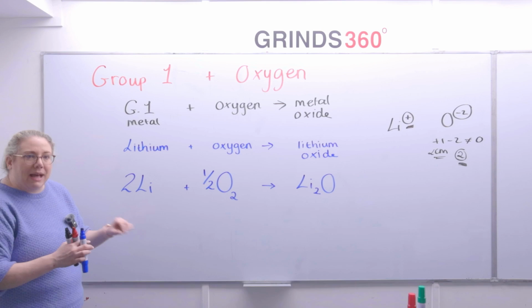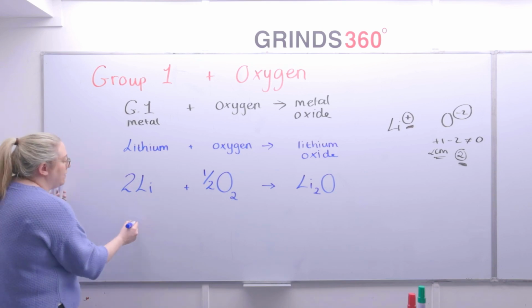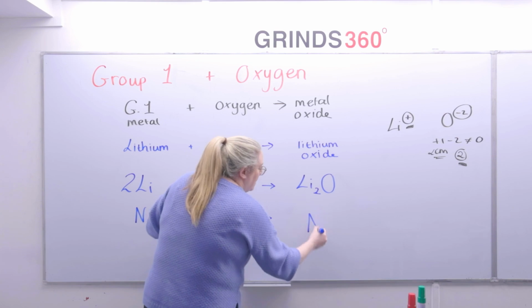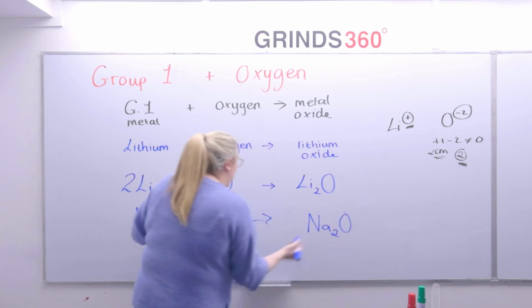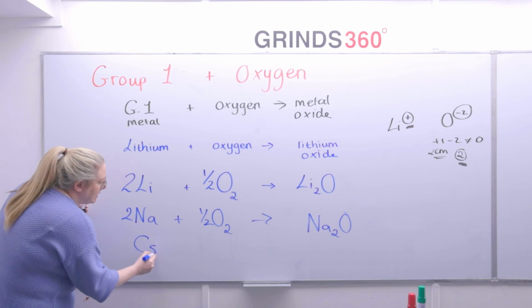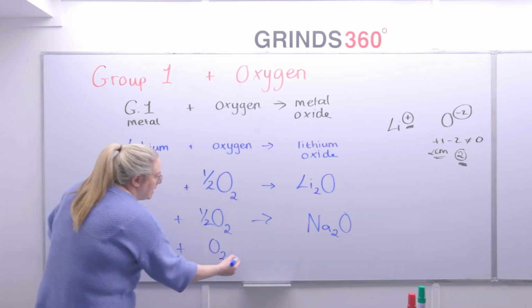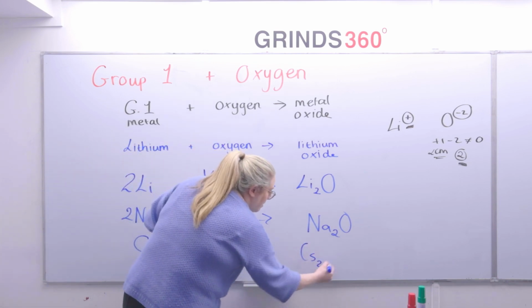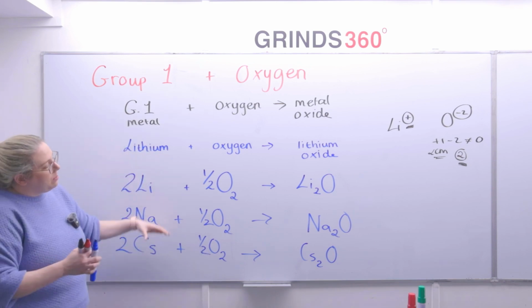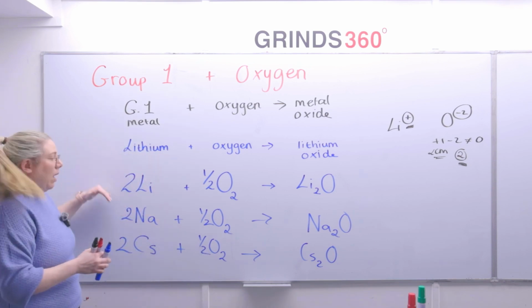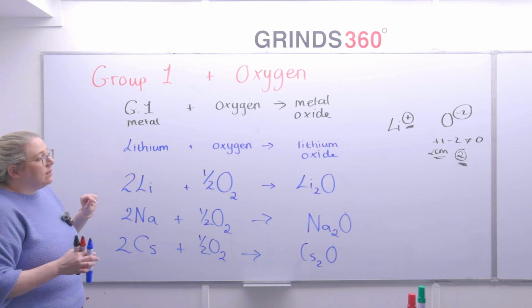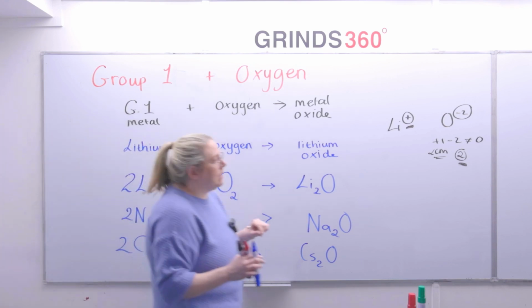Now my equation is balanced, but if you were writing the same equation for the reaction of sodium plus oxygen to give me sodium oxide, again, you would need a half oxygen and a 2 sodium. If it was cesium, it's cesium plus oxygen to give me cesium oxide, a half, and 2. So if you can write the balanced equation for one of them, just swap out the metal and then you can do it for all of them. It's quite a vigorous reaction, so be able to write that one.